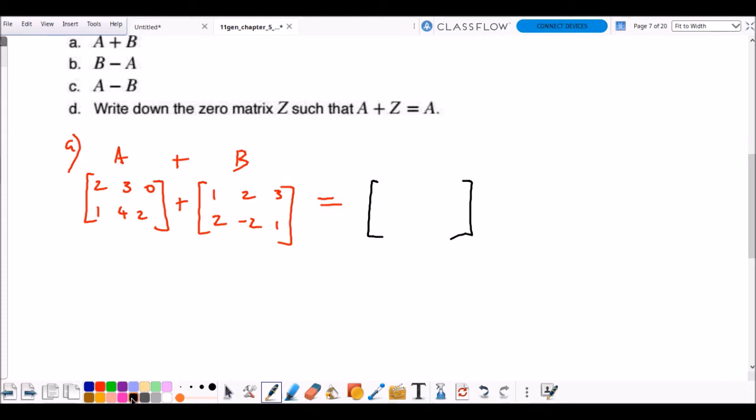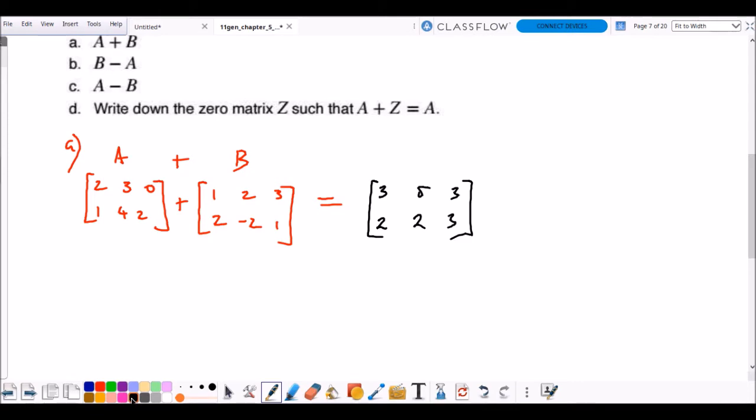So it's going to be 2 plus 1, so that'll be 3. 3 plus 2, so 5. Then you've got 0 plus 3, which is 3. 1 plus 2, so that's 3. 4 plus negative 2 becomes 2. And then 2 plus 1 is 3. So that means A plus B together is there, just adding the matrices together.